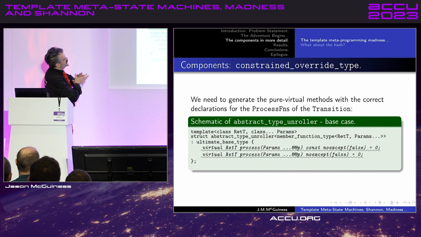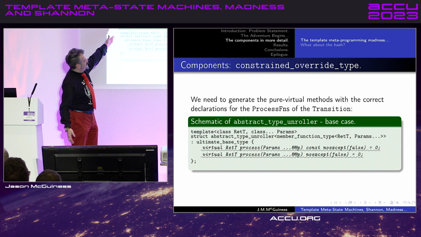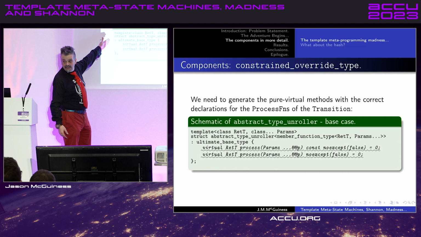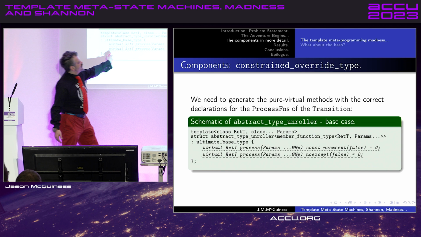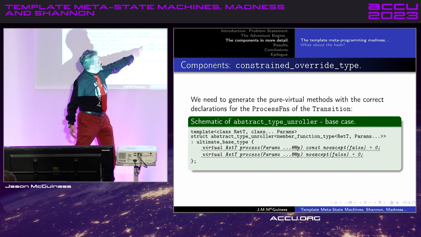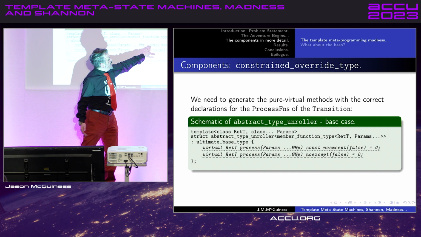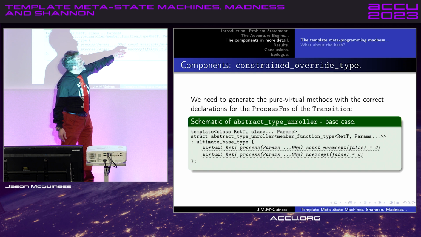I've mentioned these pure virtual methods. I've talked about the abstract base type. What is the base case, the terminal case of our recursive unrolling to generate the process functions that are virtual? Notice we're going to be using some forwarding going on here, right? And obviously we need to do the const and non-const overrides, boring. No except false, keep it wide. Equals zero, jolly good.